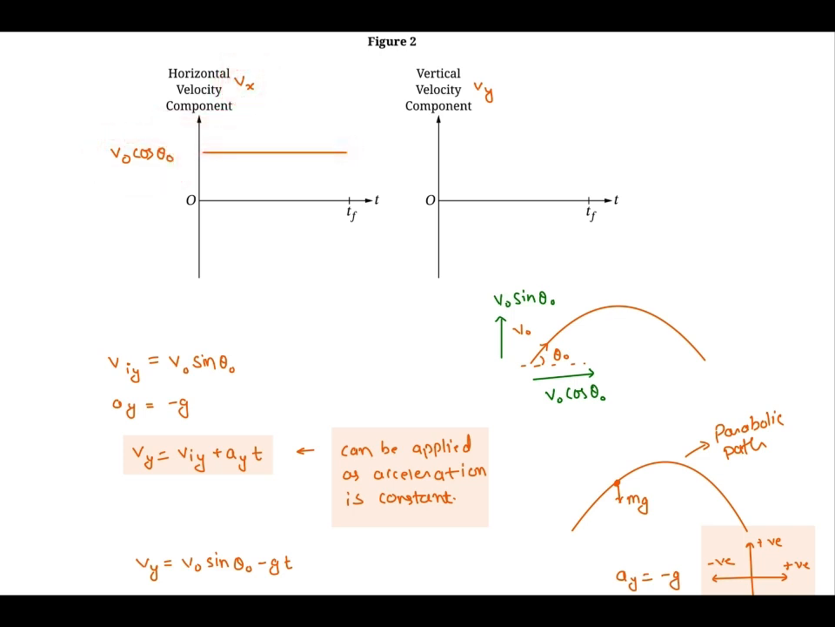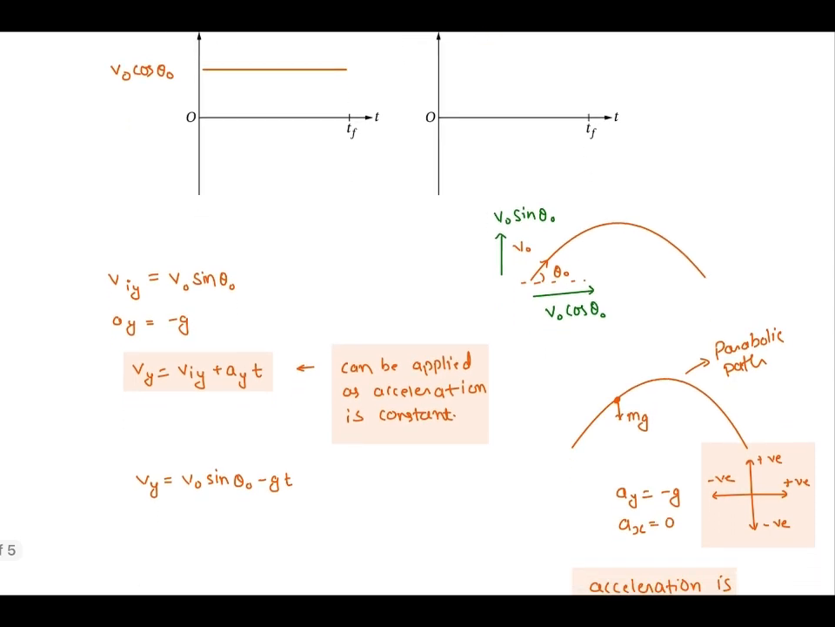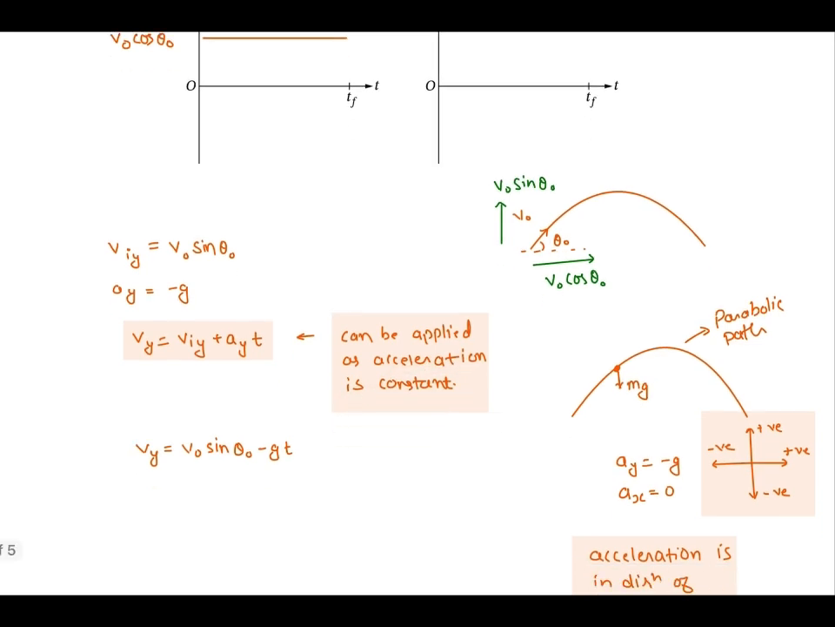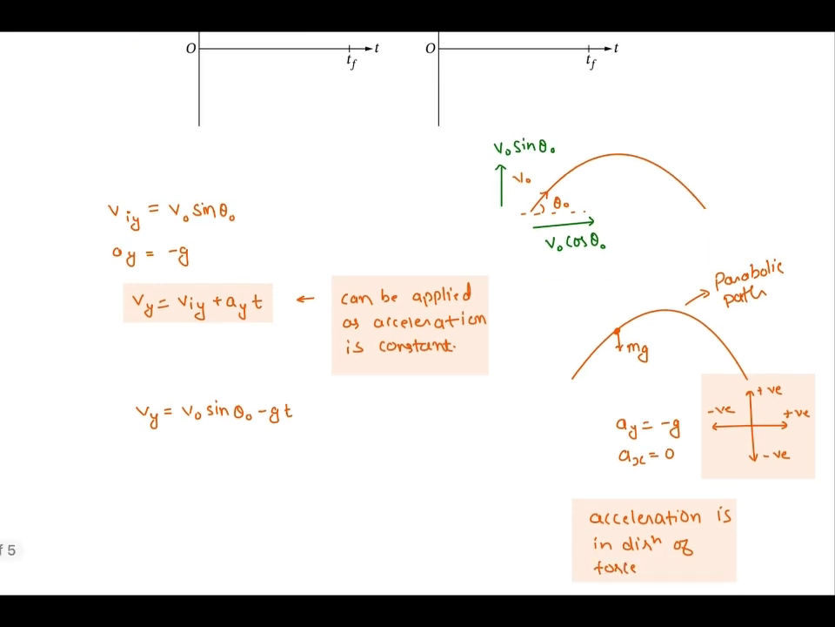Now, what is the initial velocity in y direction? It is nothing but v naught sin theta naught. And we know this formula: Vy equals Viy plus Ay times t. But at the same time, to earn more points, you should mention that this can only be applied when acceleration is constant. And here acceleration is constant because g is constant, or the gravitational force can be assumed to be constant. So I'm applying this formula.